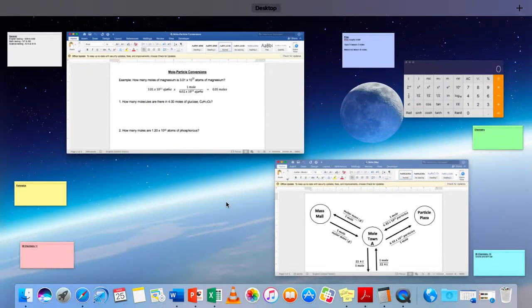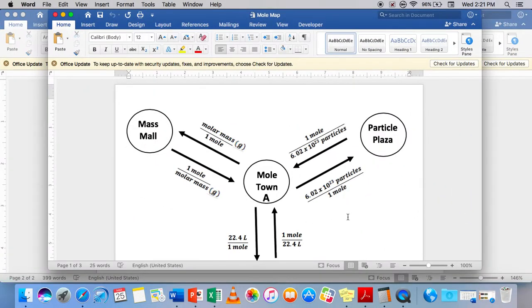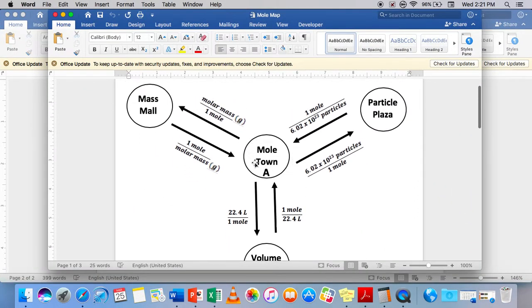Let's double check our mole map. Okay? We're given moles. So we're starting right in the middle of our mole map. And we have to get to particle plaza because we're dealing with molecules. Okay, these are really small particles. So we're going to follow the arrow going up and to the right, going from mole town to particle plaza. We're going to use this conversion factor, 6.02 times 10 to the 23rd particles, which we're going to use molecules in this question, divided by 1 mole.